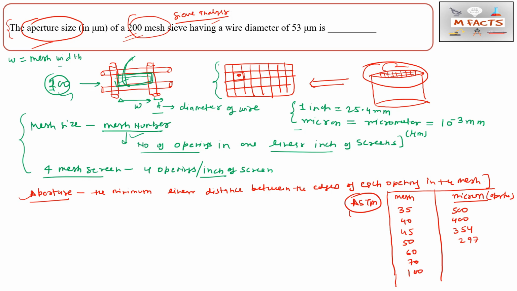Okay, and here I want to mention about 200. So if we will talk about the 200, that will be 74. Okay, so if you can remember this table, that is well and okay. But if you cannot remember this table, you should remember the formula which I am giving here for finding the aperture size. Okay, so what is the formula for finding the aperture size?